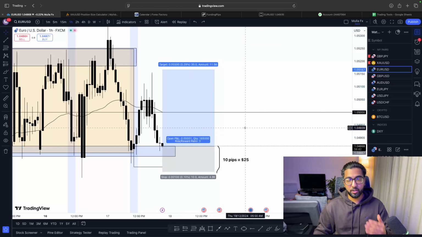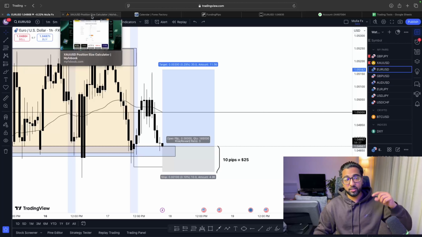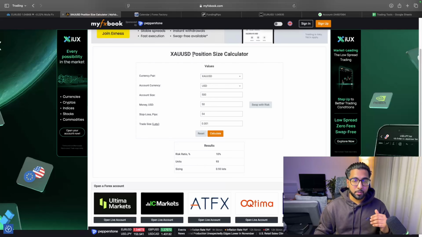So the quickest way to do this is going on the internet and clicking the link in the description below. I'm going to have this link right here. You go over here and it's called a position size calculator. It's super, super easy, guys.